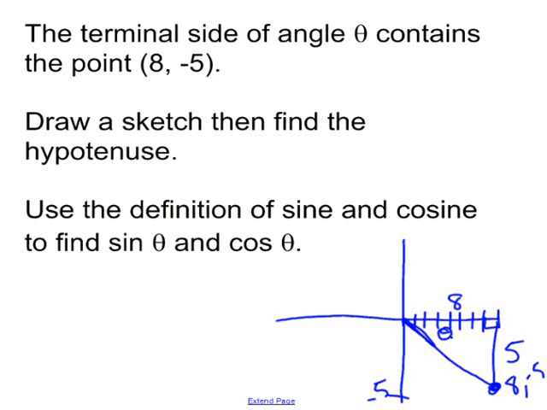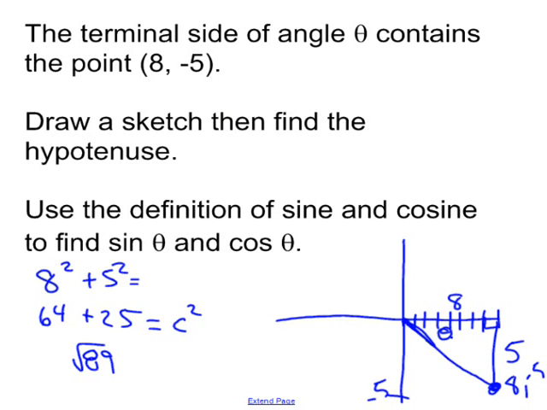Well, the first thing I have to do is figure out what the hypotenuse is. So I go back to my trusted Pythagorean theorem, and I do 8 squared plus 5 squared, and I get 64 plus 25, which is the square root of 89. Okay, so I found that.